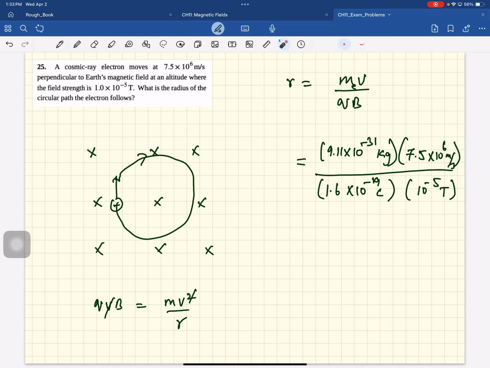Okay, let's take care of powers of 10. That's 10 to the minus 25. This is 10 to the minus 24, so you get 10 to the minus 1. So this is 9.11 times 10 to the minus 1 times 7.5 divided by 1.6. And this will come out in meters.